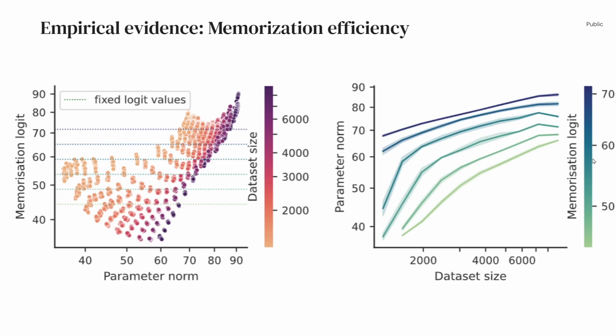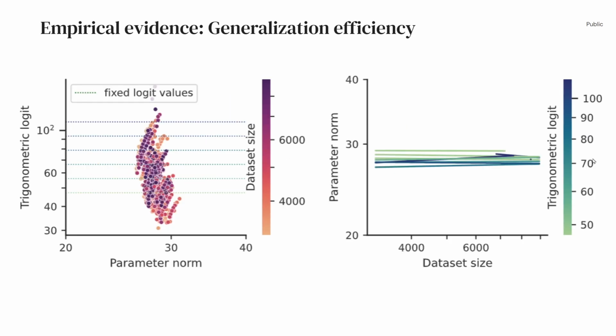And this fairly cleanly, as these things go, supports the theory that the memorization circuit is spending more parameter norm in order to produce the same logit as you increase data set size. So any guesses about what this same experiment should look like for generalizing circuits? You can just shout out your guess. Should be constant, I guess, the parameter norm, the right-hand side lines. Yeah, great guess. And that's exactly the prediction we made.